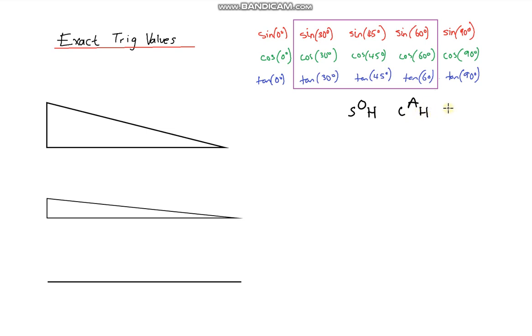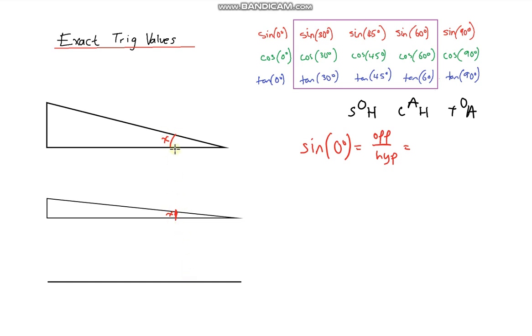So SOH CAH TOA, and the first one we're going to focus on is the sine of 0 degrees. Now we know that the sine is opposite over hypotenuse. Now we can't really draw a 0 degree angle, but what we can do is construct an angle here that's quite small, and we can get smaller and smaller values until eventually we get a 0 degree angle here.